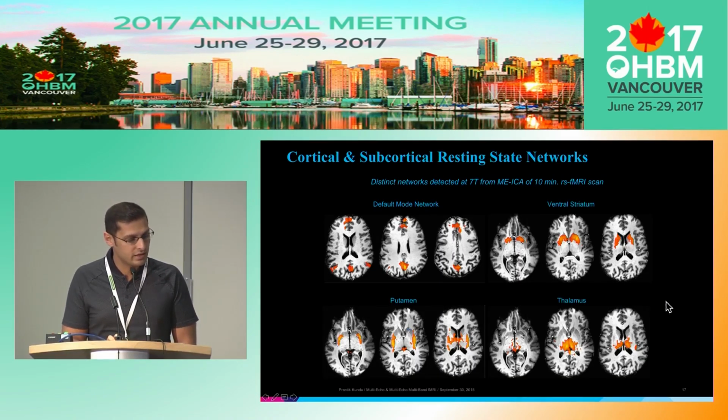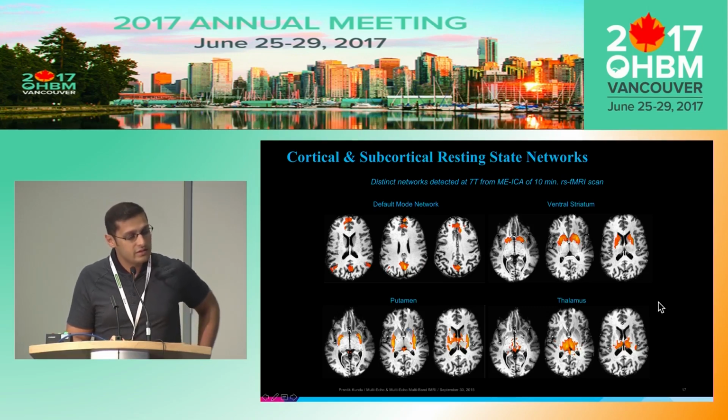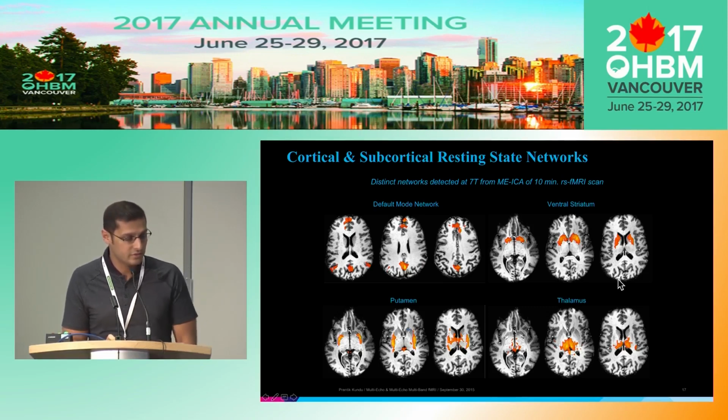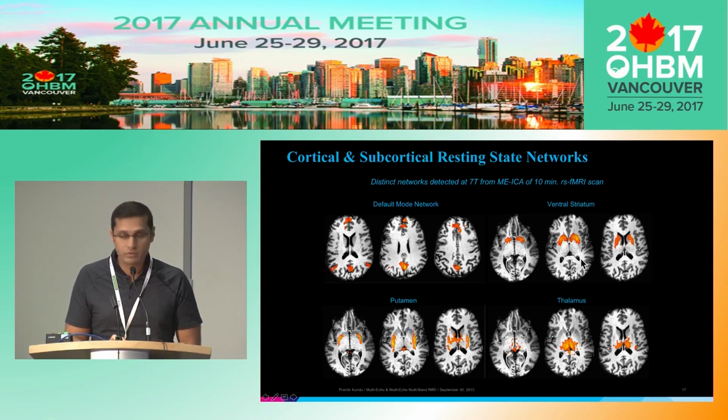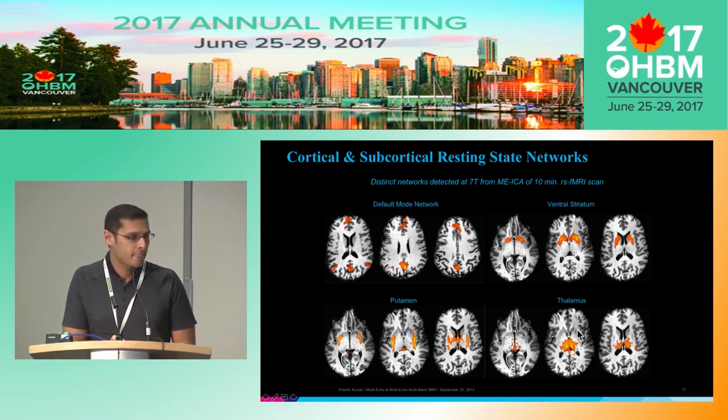Another nice surprise that we got from the 7T data is that we actually got rich subcortical component representation. Just from another 10-minute scan of an individual subject, ventral striatum, dorsal striatum, and thalamus popped out as individual components.